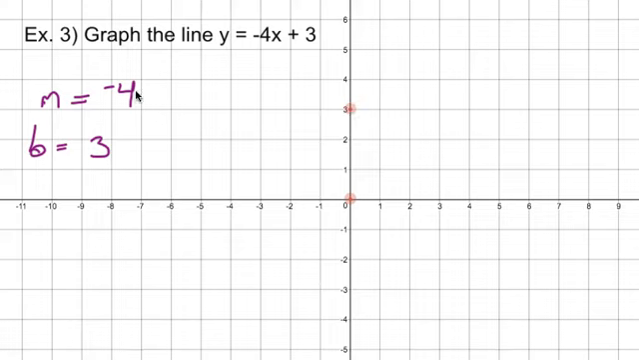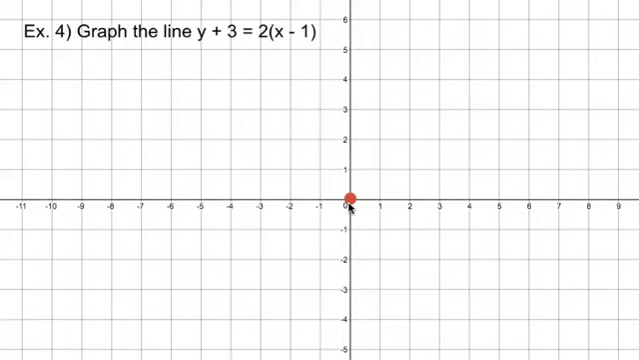I then know I have a slope of -4, and remembering that when it's just a number I can make that -4 over 1. So my x changes by 1 and my y changes by -4. So I would go over 1, down 4, and that gives me a second point which I can then connect, and now I have graphed my line.